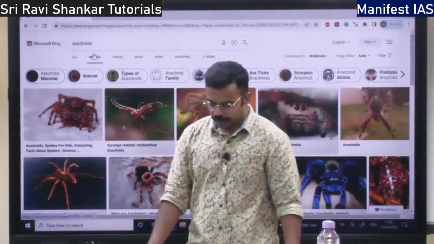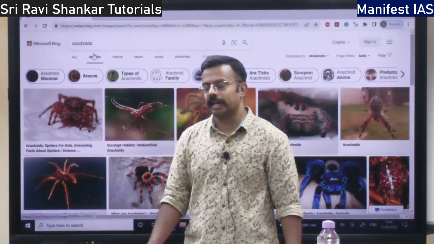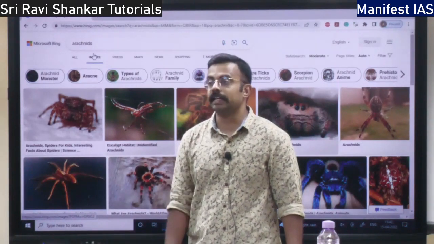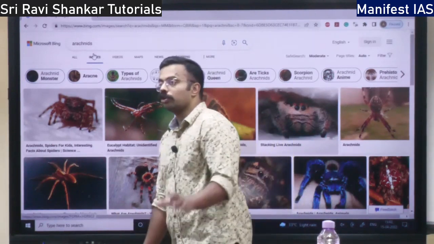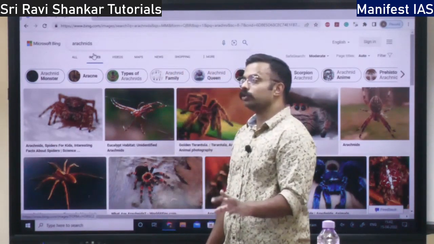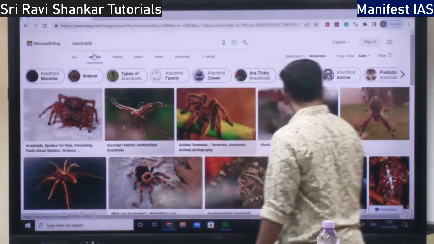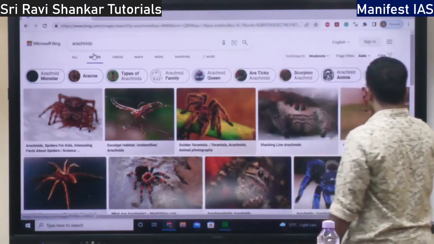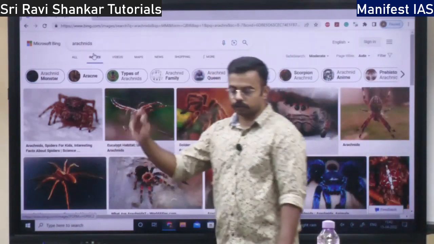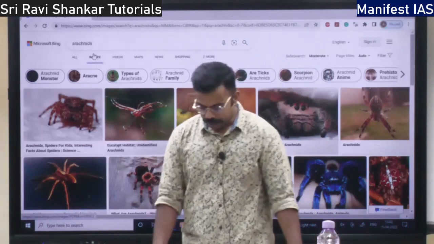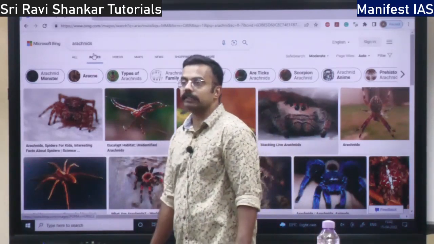Spiders and scorpions are arachnids, but see the difference between insects and arachnids: they don't have antennae. In spiders you don't find antennae. Also, insects' bodies are divided into 3 subsections, whereas here their body is divided into 2 subsections, 2 parts, right? And they have 4 pairs of legs.